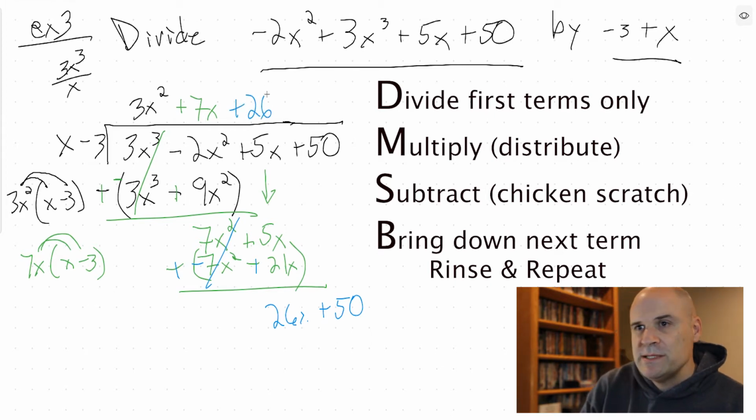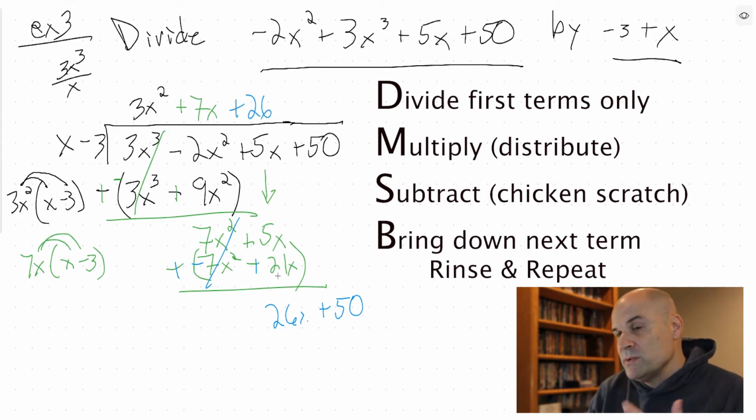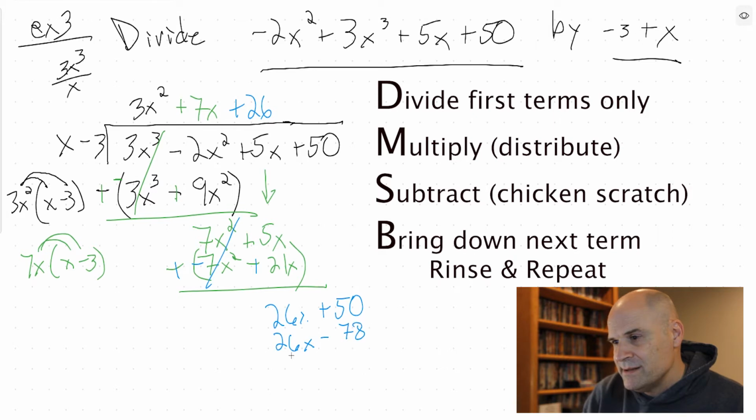Now we're going to multiply 26 times x minus 3. So 26 times x is 26x. 26 times negative 3 is negative 78. All right, now subtract. Remember, when you subtract, you chicken scratch. So plus negative 26x and positive 78. Those cancel, and I'm left with 128.